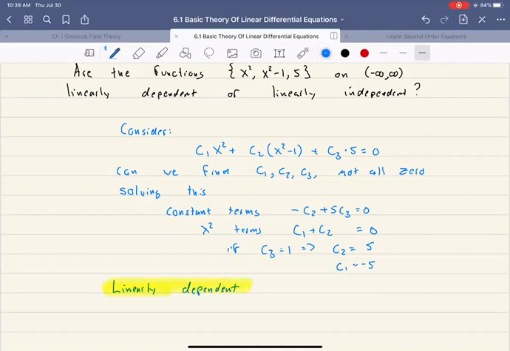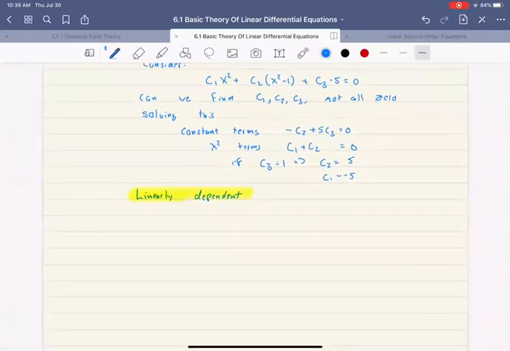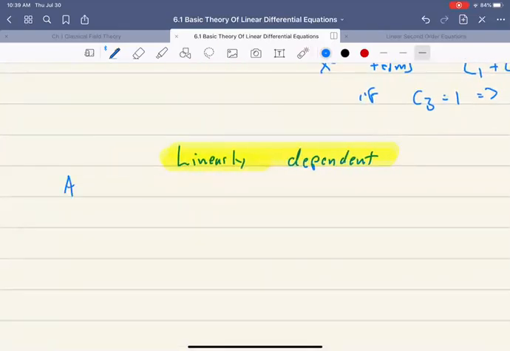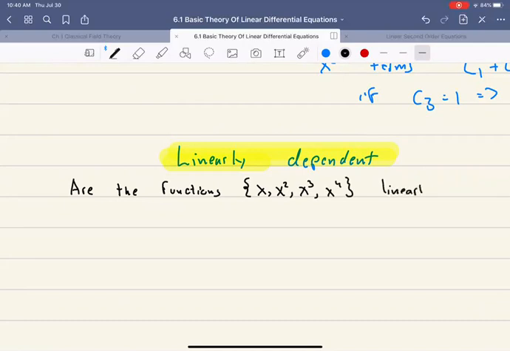Okay, let's take a look at another. Are the functions x, x squared, x cubed, x to the fourth linearly dependent or linearly independent?